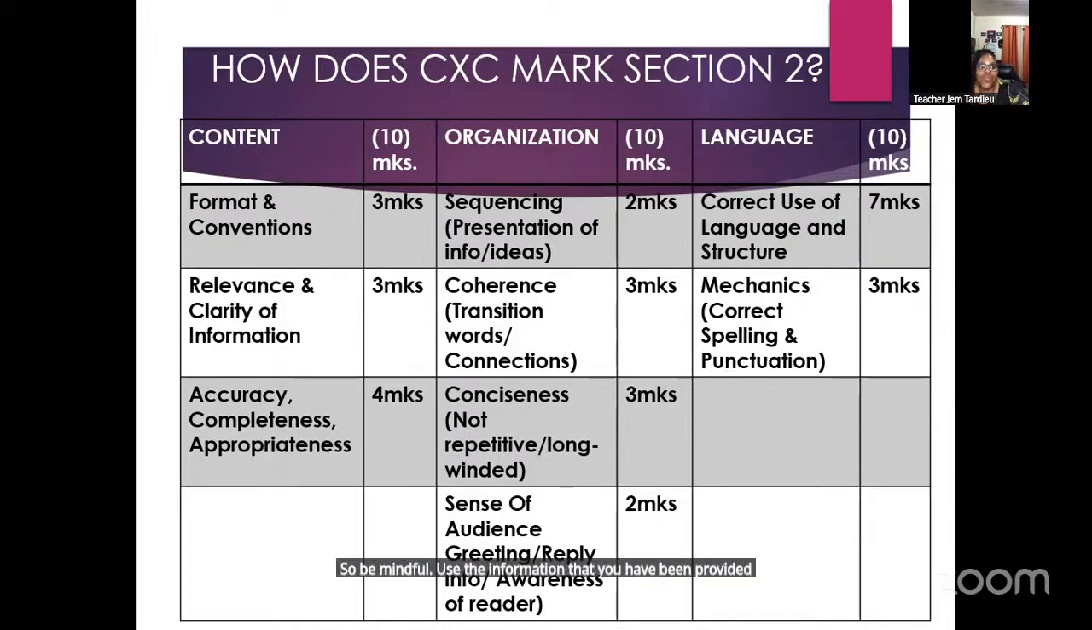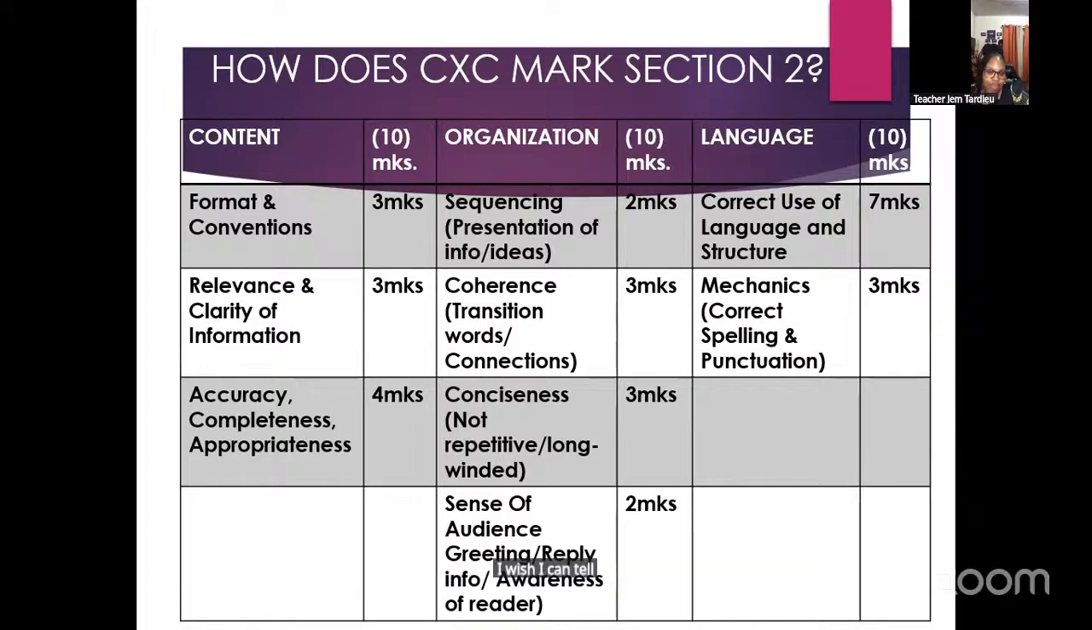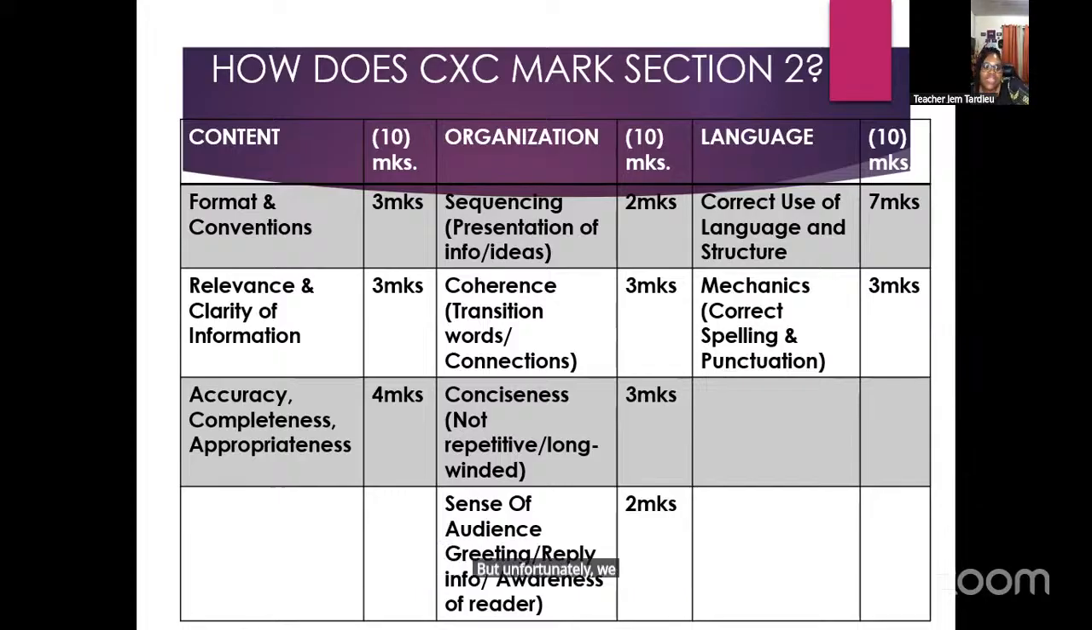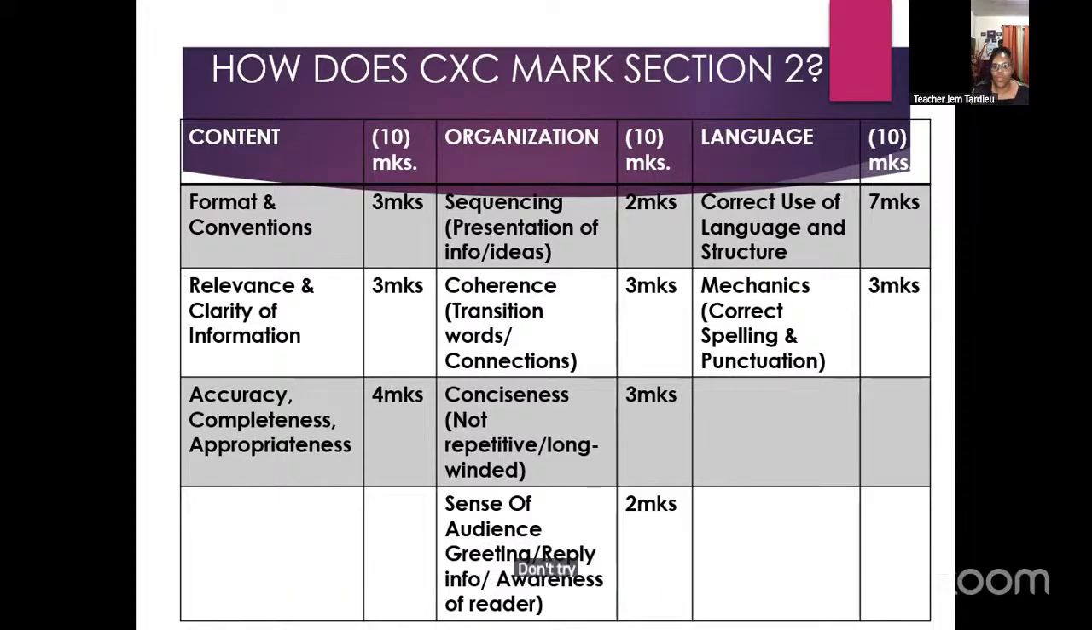Many of us would wish we could know every year what CXC will bring for expository. I wish I could tell you this year is a report. I wish I could tell you this year will be a memo, but unfortunately we can't. What we can tell you is that once you know your conventions and your format styles, when you go in there, all you have to do is apply what you already know. Don't try to make it long-winded.